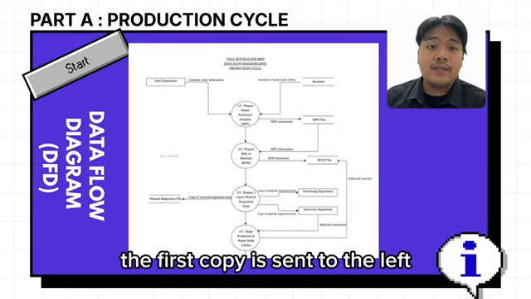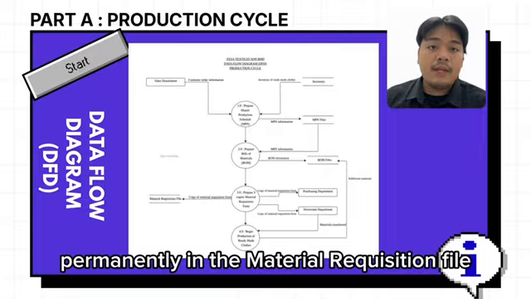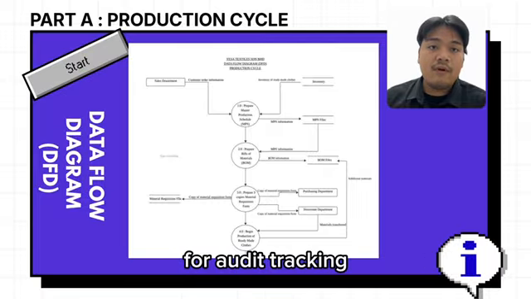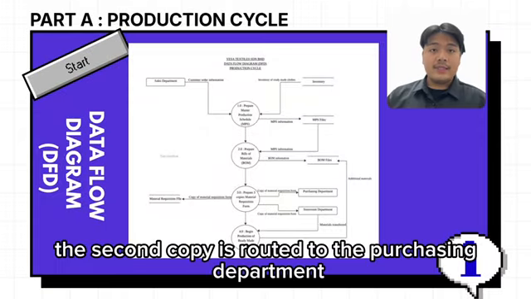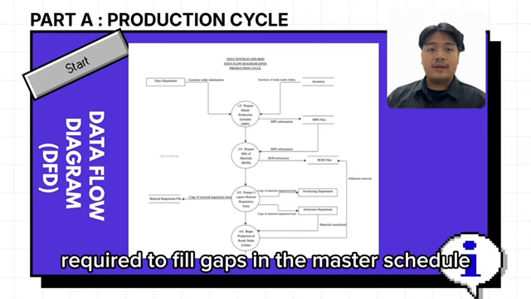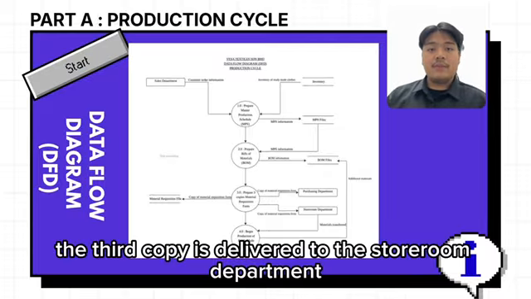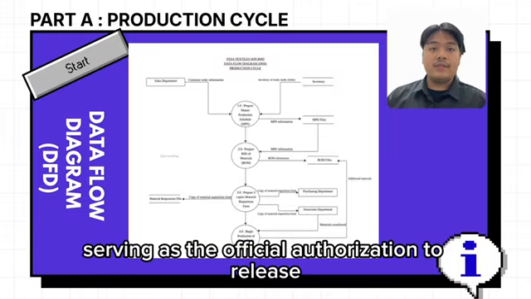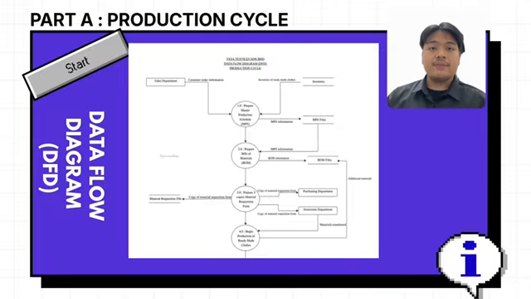The first copy is sent to the lab, which is stored permanently in the material requisition file for audit tracking. Next, the second copy is routed to the purchasing department, allowing them to order any additional materials required to fill gaps in the master schedule. The third copy is delivered to the storeroom department, serving as the official authorization to release new raw goods.